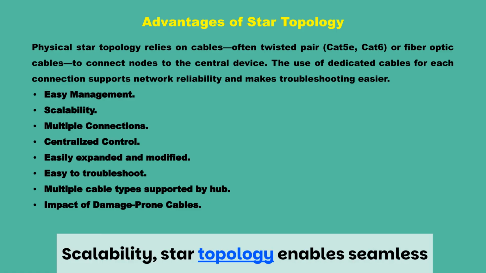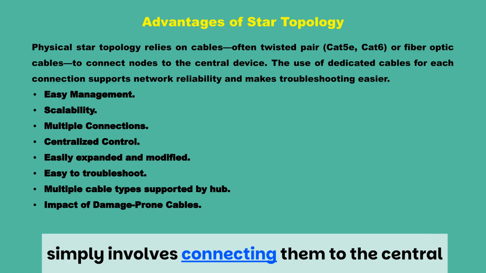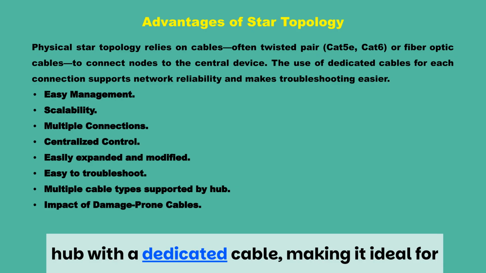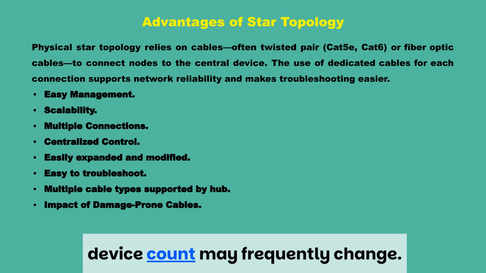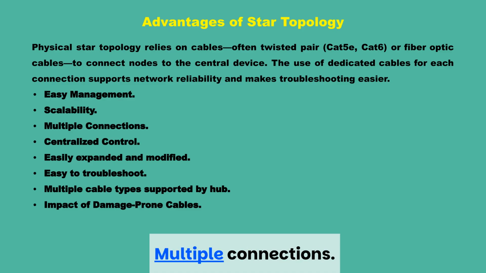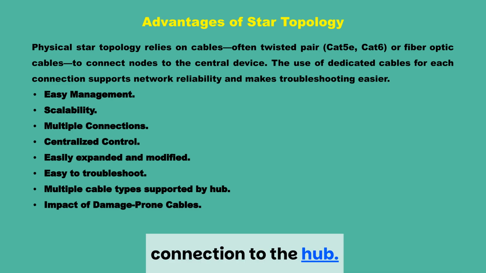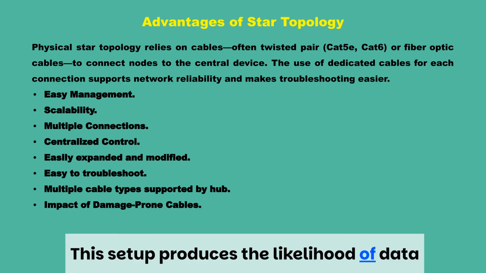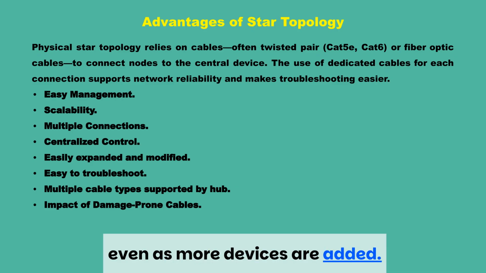Scalability. Star topology enables seamless expansion of the network. Adding new devices simply involves connecting them to the central hub with a dedicated cable, making it ideal for growing organizations or environments where device count may frequently change. Multiple connections. Each device in the LAN has its own point-to-point connection to the hub. This setup reduces the likelihood of data collisions and maintains consistent performance, even as more devices are added.